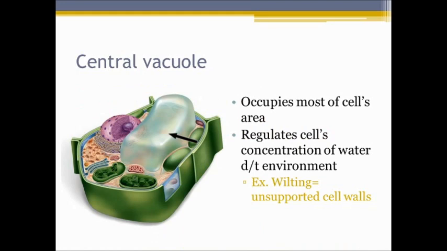The central vacuole in plants occupies most of the cell's area. It regulates the cell's concentration of water due to the environment, so there might be some specializations of this vacuole in plants that are in more dry environments or cold environments. When plants wilt, it's because this vacuole is not completely filled with liquid, which reduces the support of the cell wall.